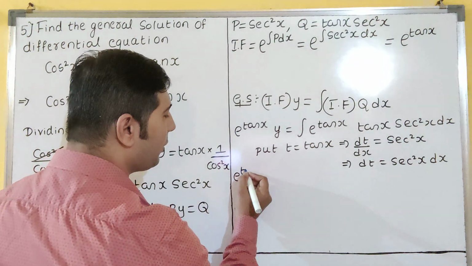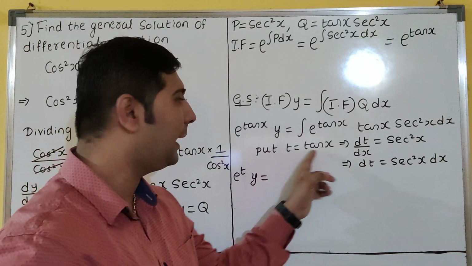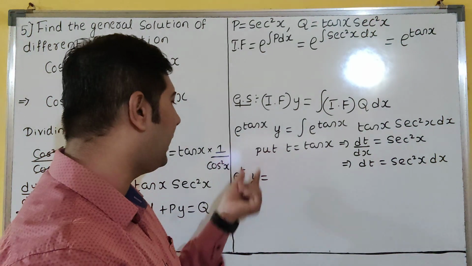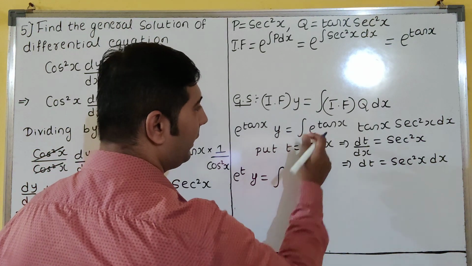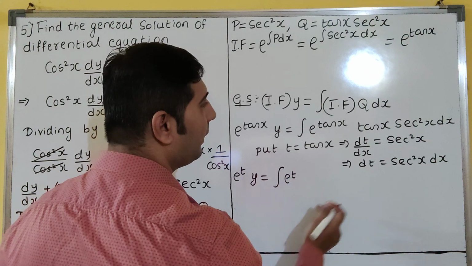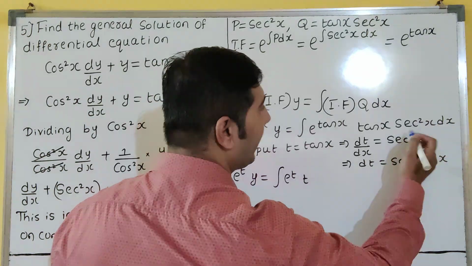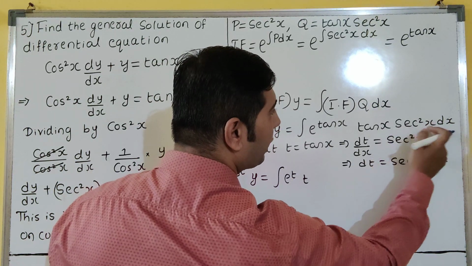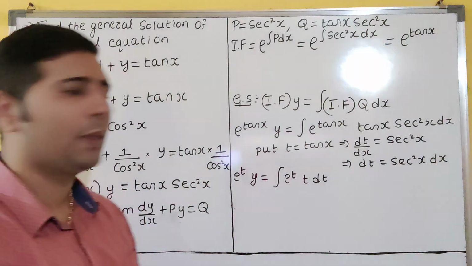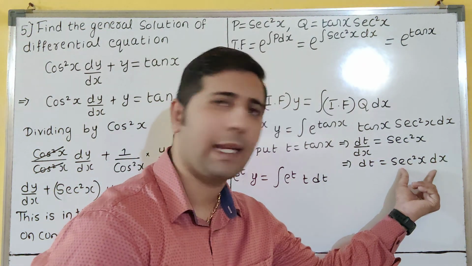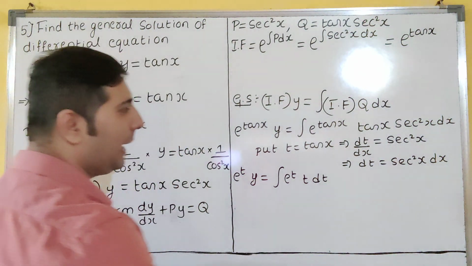I can write e raised to t into y. Why did I write t, you understood? t is nothing but tan x; I have substituted t for tan x. Now see here, next, e raised to t, tan x is t, sec x square x into dx. This is nothing but, sec x square x dx is dt dx, students. Correct? Sec x square dx is dt. Clear? So now you can use Eilert's rule.